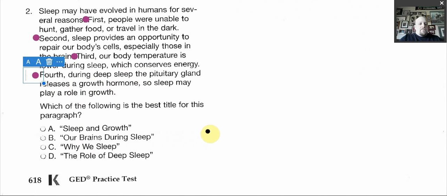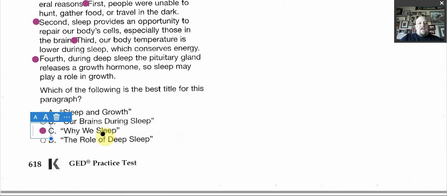And then the role of deep sleep. It never really talks a lot about deep sleep. It just says on number 4 here, talks a little bit about deep sleep. But the overall article isn't talking about deep sleep. It's just talking about sleep in general and why we sleep. So the answer for this is going to be C, just because that makes the most sense. So, you have 4 different ideas right here. They're all different. They don't all cover one specific idea except sleep. So the only one that really fits is why we sleep.